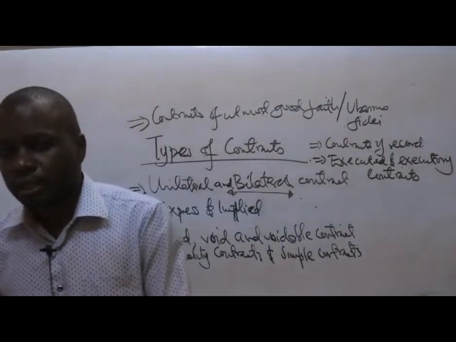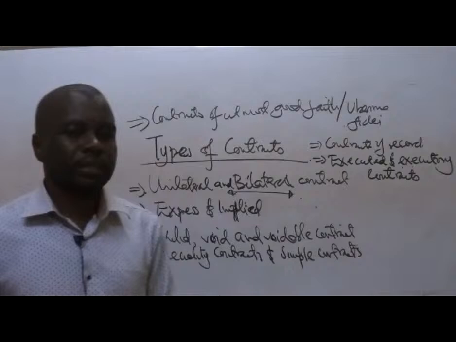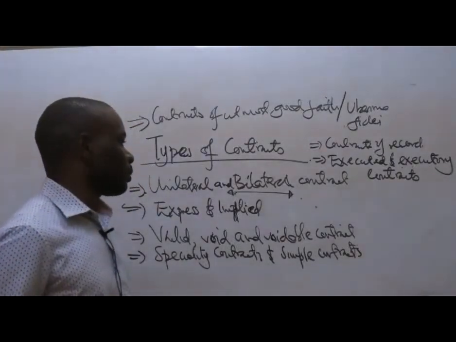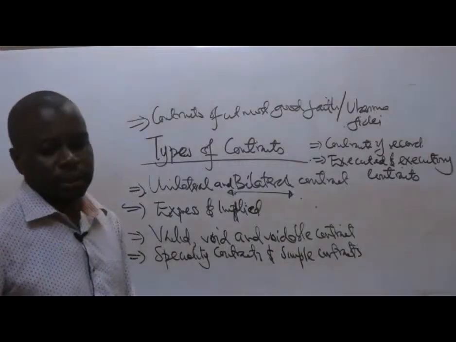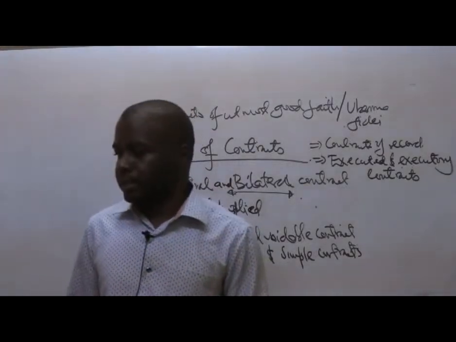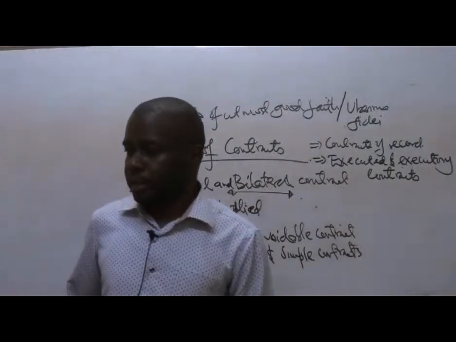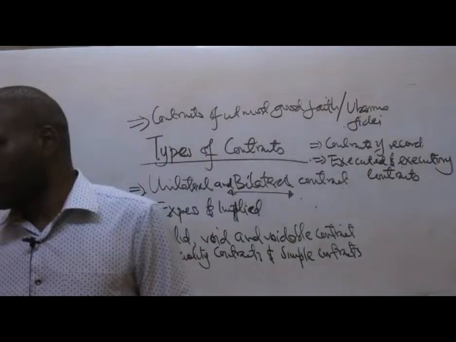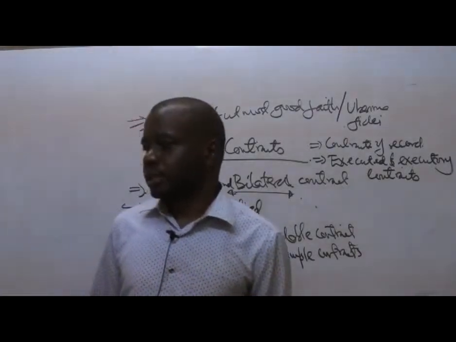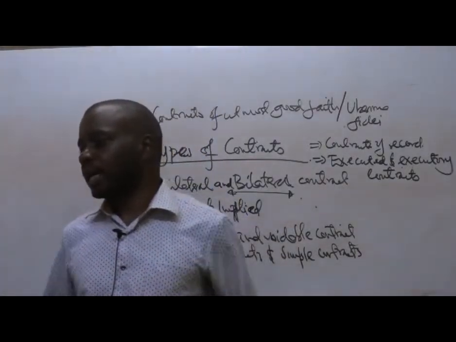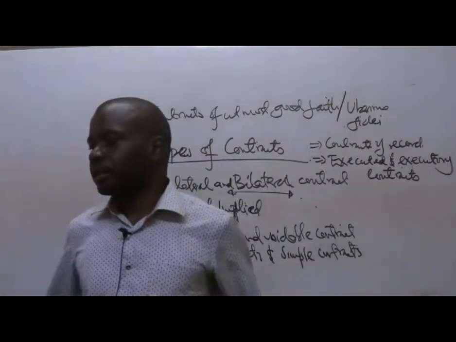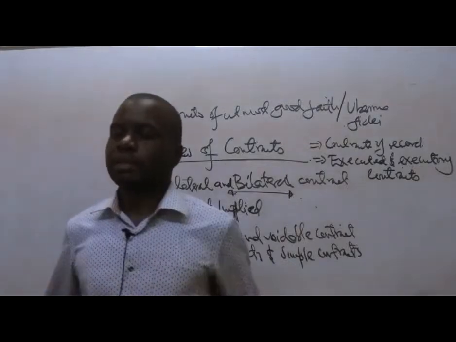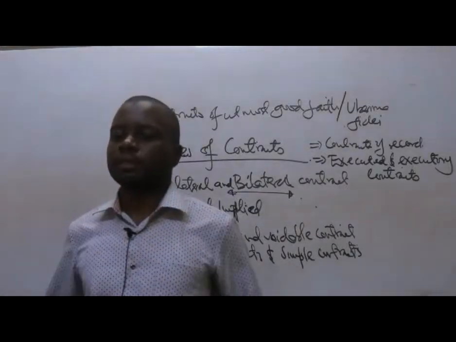So bilateral contracts are the most common. In this case, both parties, the offerer and the offeree, are bound. Then you have an express or implied contract. An express contract is one in which the parties specifically agree about the nature and terms of their relationship. So in this case, the terms are very express. They come from the parties.